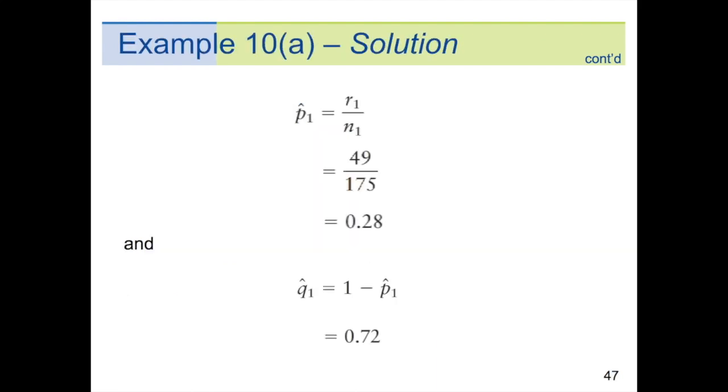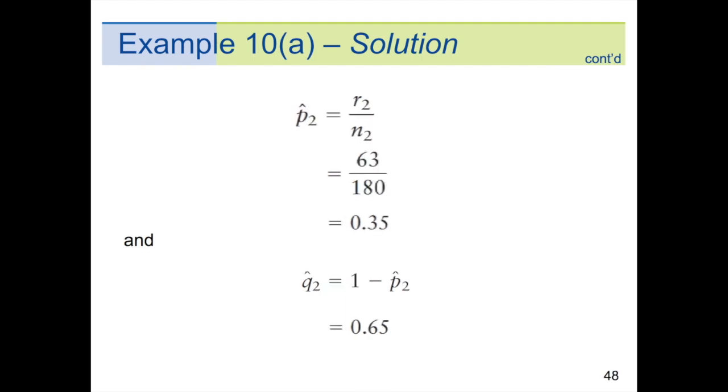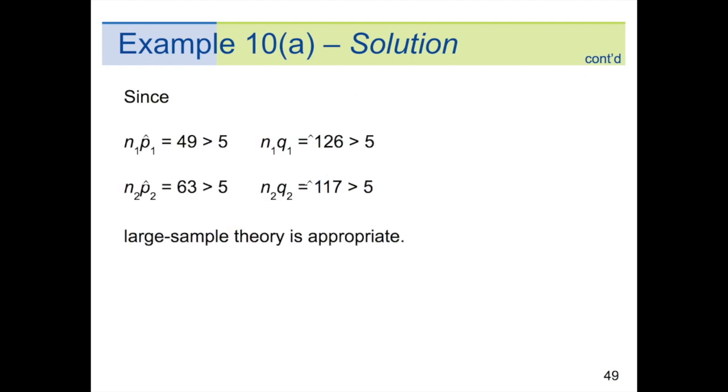p hat sub 1 is r over n, so 0.28, and q hat sub 1 is 0.72. p hat sub 2 gives us 0.35, and q hat sub 2 gives us 0.65. Since our four values are 49, 63, 126, and 127, they're all greater than 5. So, large sample theory is appropriate.